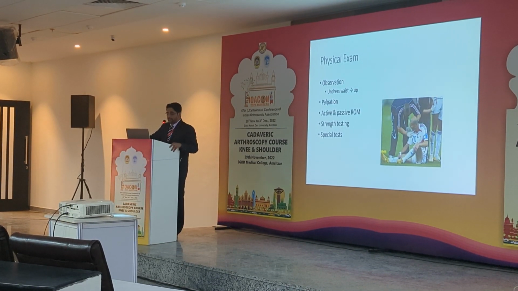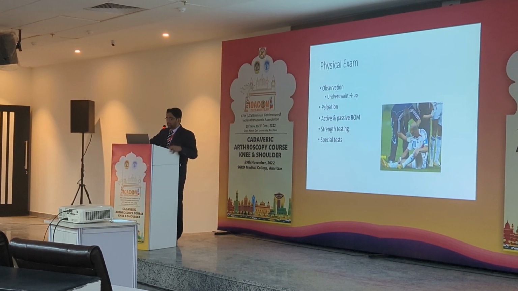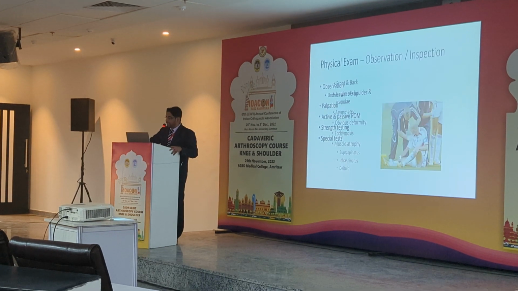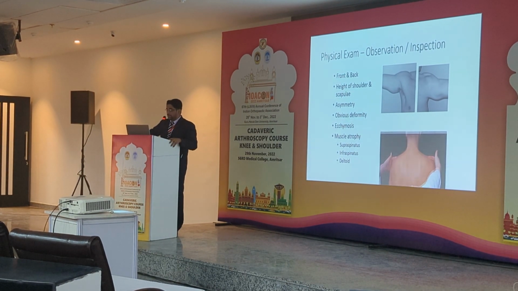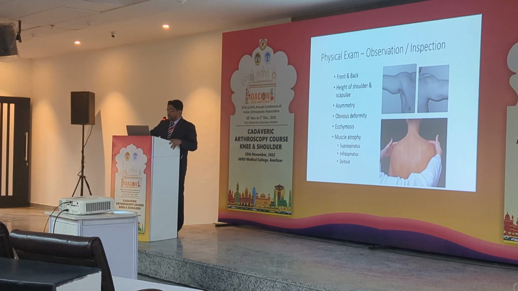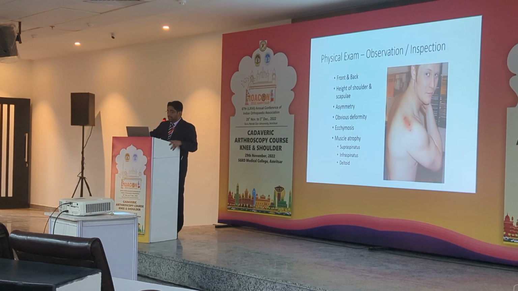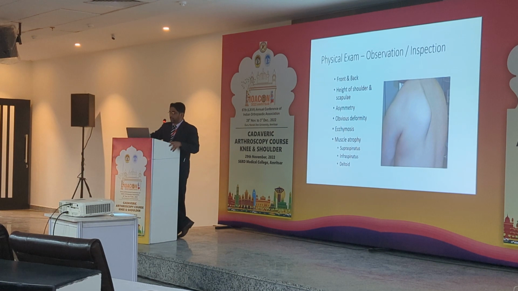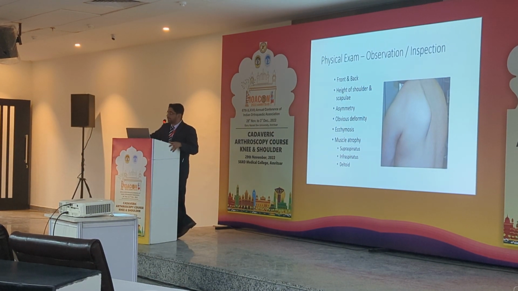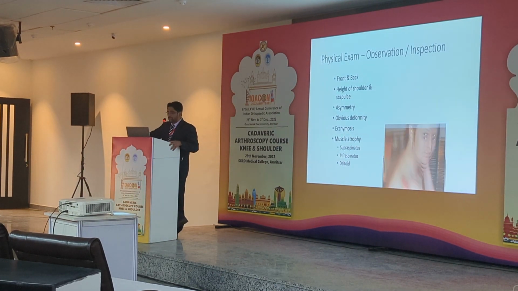So we do physical examination, we do inspection, palpation, we check for the range of motion, and there are some special tests for that. First of all, we check in the inspection, we check from the front and back of the shoulder, we check for the height and the level of the scapula, we check for any asymmetry, we check for any obvious deformity which is seen, any ecchymosis for the trauma, and we can also check for any muscle atrophy for supraspinatus, deltoid or infraspinatus. Then we go for the palpation.